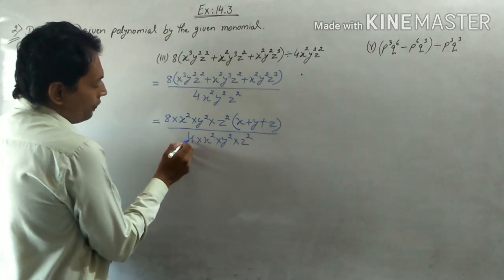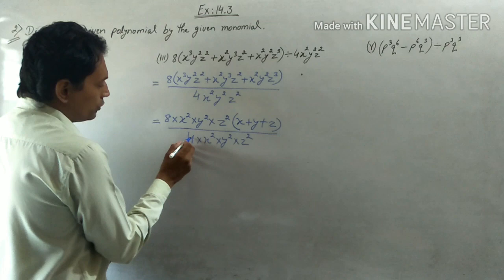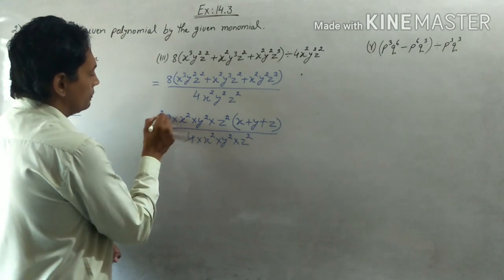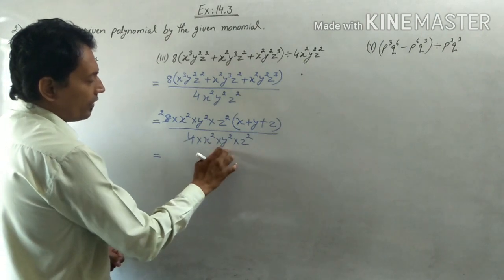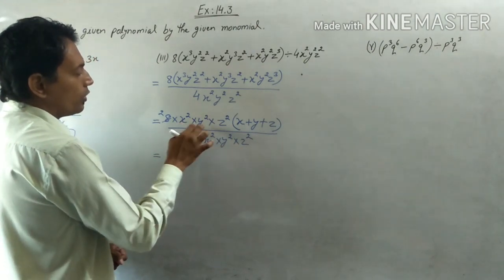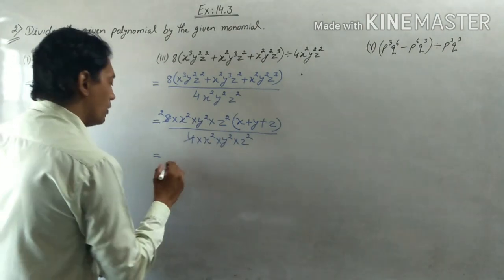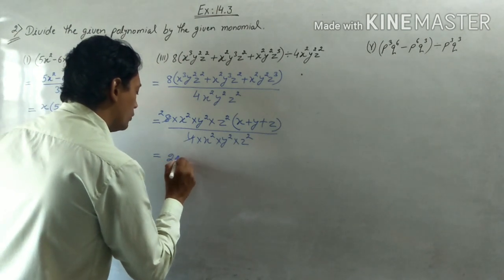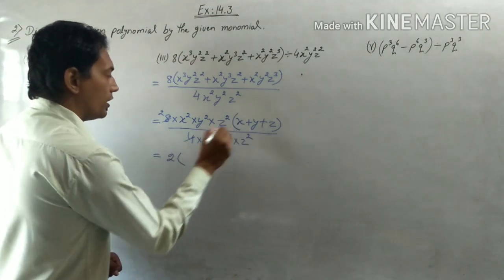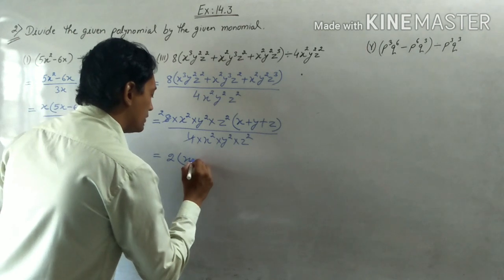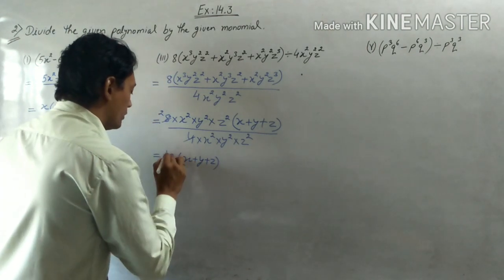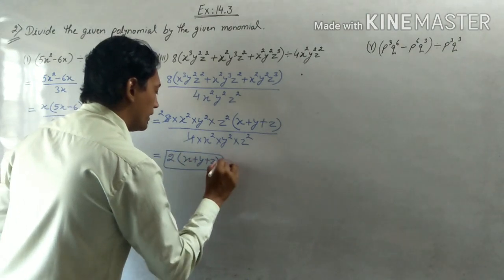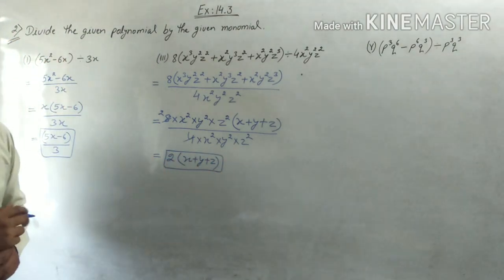As we can see, 4 2s are 8, so this 4 gets cancelled here, and the rest of the common factor, that is x squared y squared z squared, here also x squared y squared z squared gets cancelled. Okay, so we are remaining with 2 into, and the rest of the thing which is in the bracket, x plus y plus z. So this is your final answer after division.